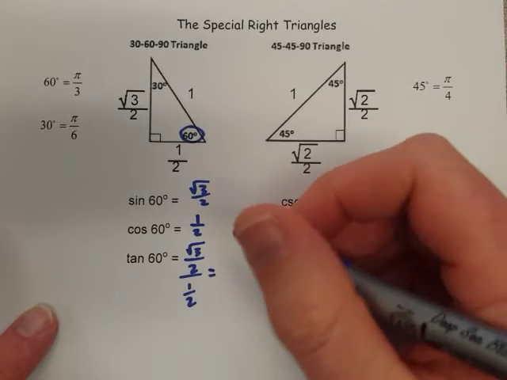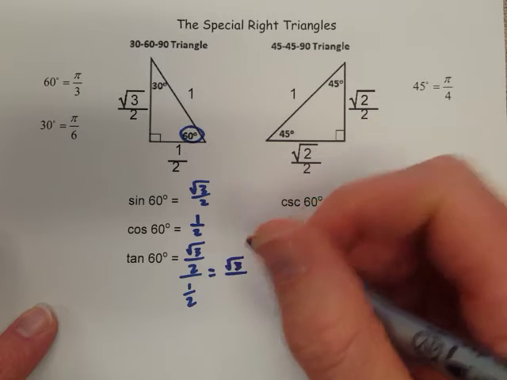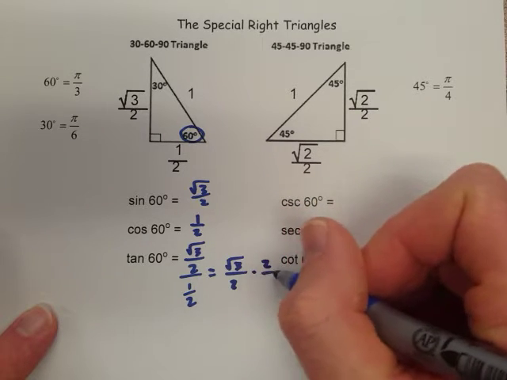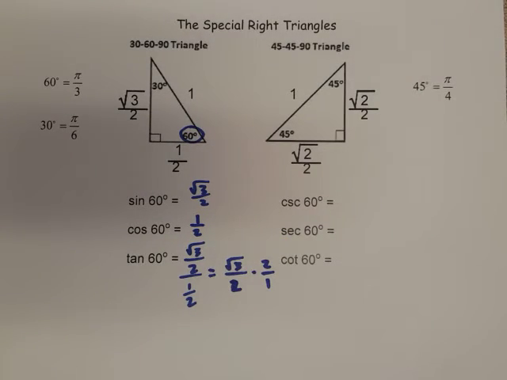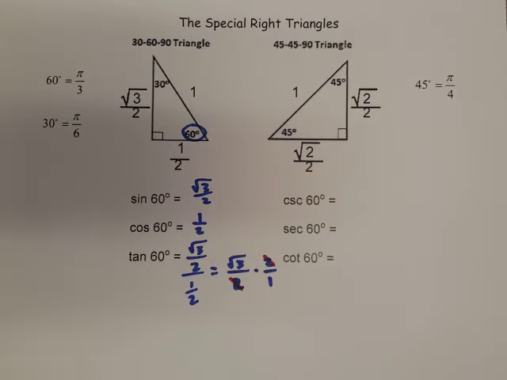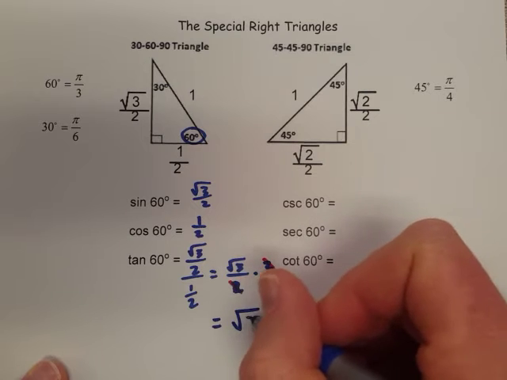which again, if we're dividing by a fraction, it's the same thing as multiplying by the reciprocal. So we've got the 2's there, those 2's cancel out, and we just get the tangent is equal to square root of 3.